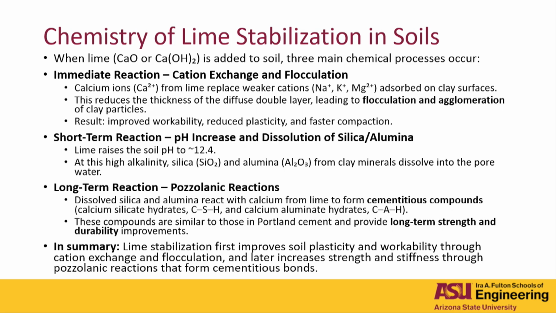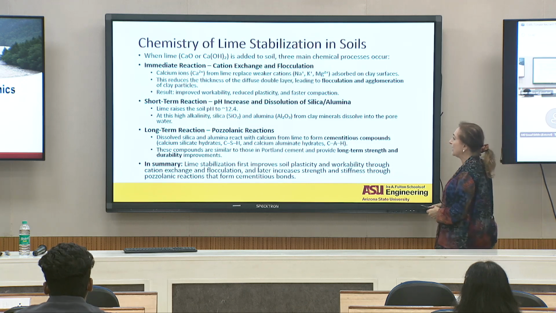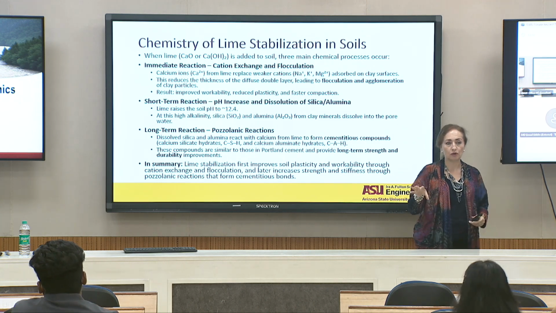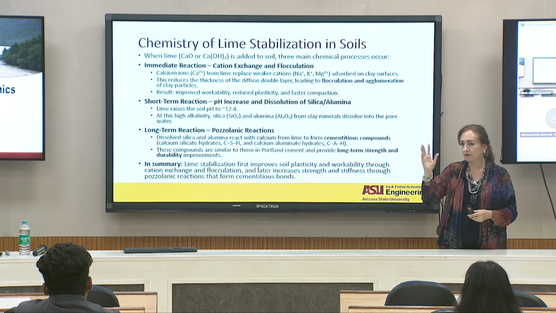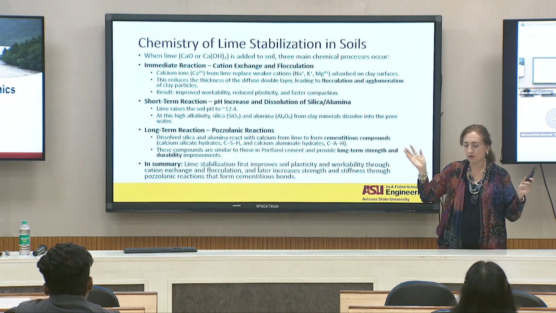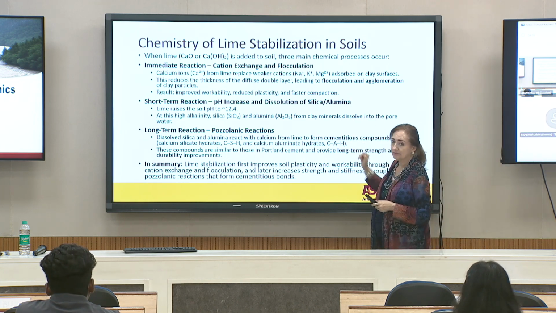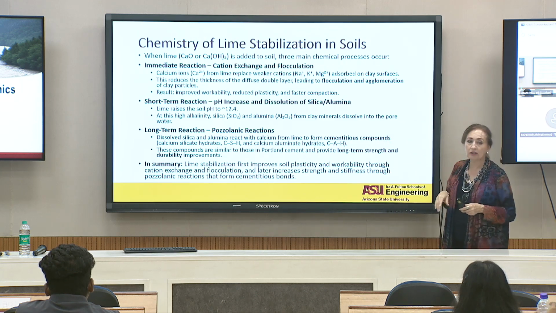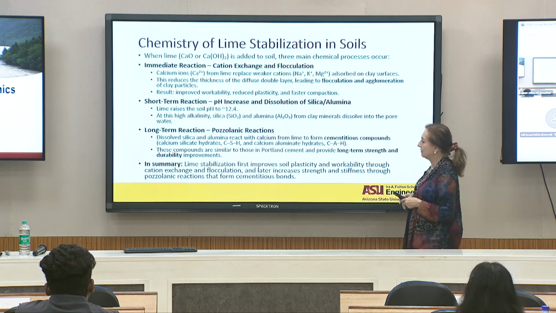Another short-term reaction that occurs when you put the lime on these soils is a pH increase and dissolution of the silica and alumina that you have in the soil. When you put lime in the soil, the pH rises to about 12, 13, and at this high alkalinity, the silica and the aluminum from the clay materials will dissolve in the pore water. So this is something that you're going to have in there.